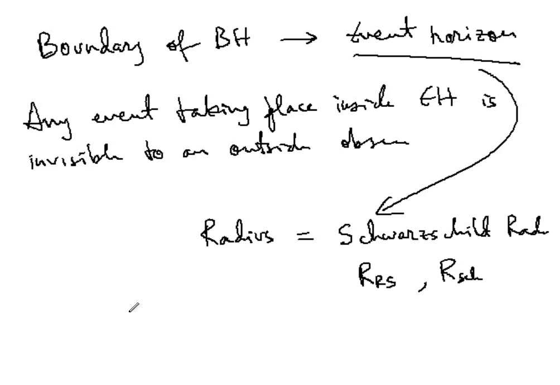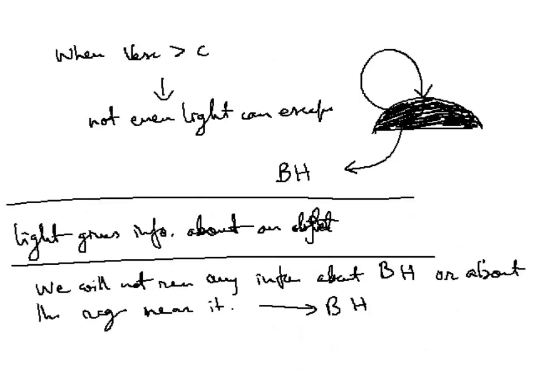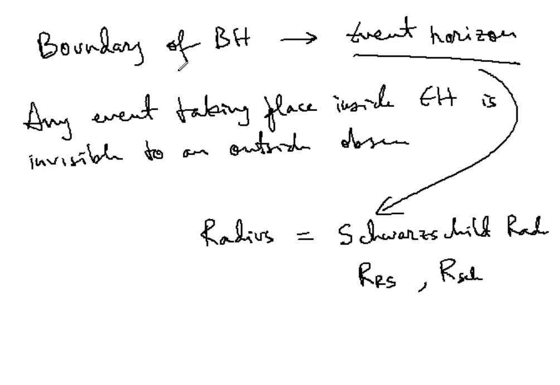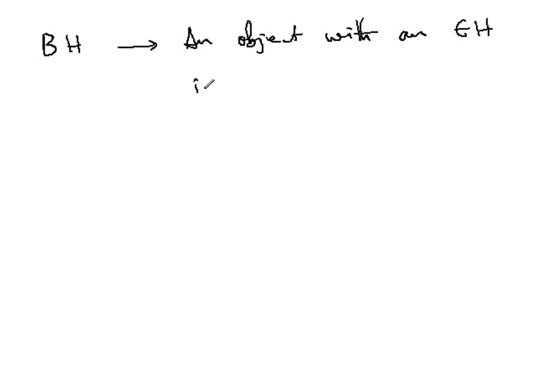Okay, now let us take a detour. So we have gone through all these ideas of core collapse, and then we discussed the boundary of a black hole. Now let us again start defining the black hole. So what's a black hole? A black hole is basically an object with an event horizon instead of a material surface. It doesn't have a material surface, but instead it has an event horizon.